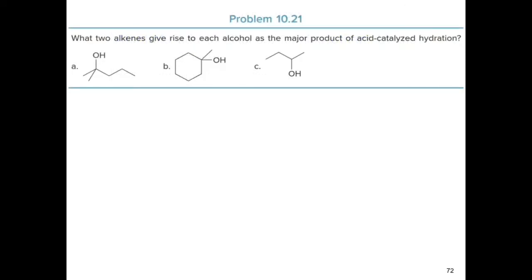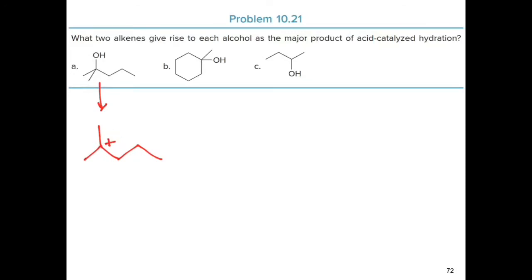Here's practice problem number 21. What two alkenes give rise to each alcohol as the major product of acid-catalyzed hydration? So the first thing that I would do here is to identify the carbocation that was generated during the first step. And so what we have is a tertiary carbocation, as shown here. And so now all you have to do is place a double bond between this carbon atom that's electron deficient and any of these carbons adjacent to it.